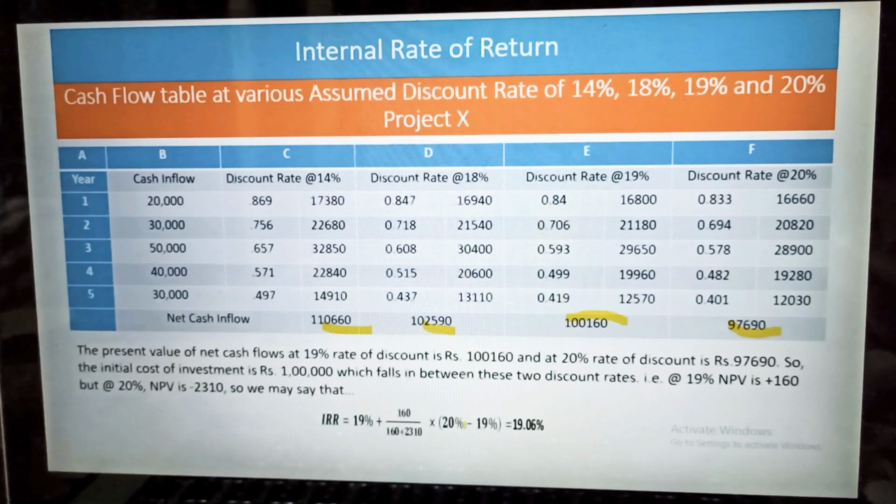Then you have to multiply, then under the bracket you will write the maximum, means 20%, under which it is lying, 20% minus 19%. So when you calculate this 20% minus 19%, 1% will come, and when you use the calculator, it will come 19.06%. The exact internal rate of return is 19.06%. This percentage is equating your net present value. So this is the case of project X.